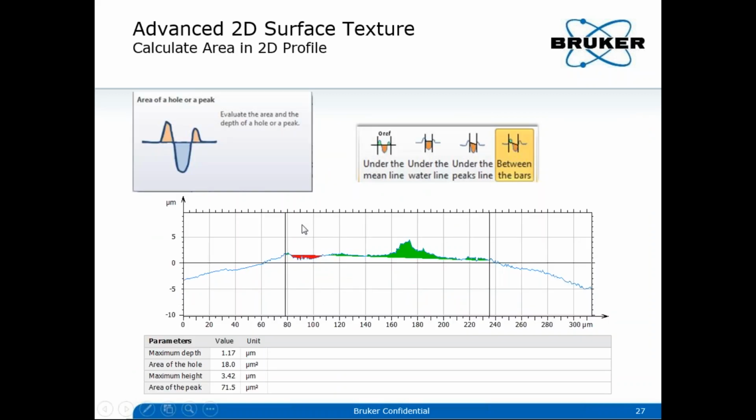You can also do some analysis on this 2D profile based on the area below the line. You can set a mean line, water line, or peak line, or a threshold between them. It can tell you how much area is between this threshold. For example, in this case, the area below the mean line is highlighted in red, and everything above the mean line is highlighted in green. So you can calculate the area that you need below these 2D profiles.